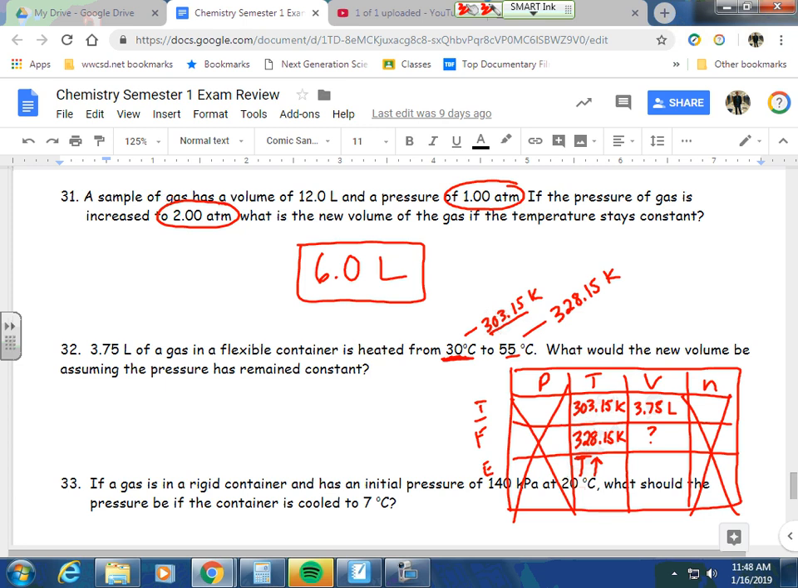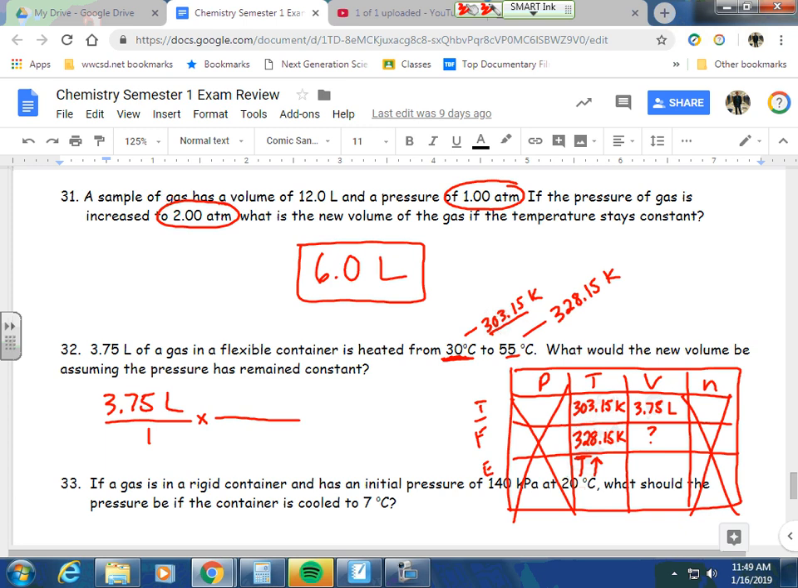But like we know, in a flexible container, when it's all said and done and the walls of the container stop moving, the internal pressure will be equal to the external pressure. All right, so I'm going to start with my 3.75 liters for volume because that's got the question mark under it. Let's go ahead and put that over 1, times, make a line.